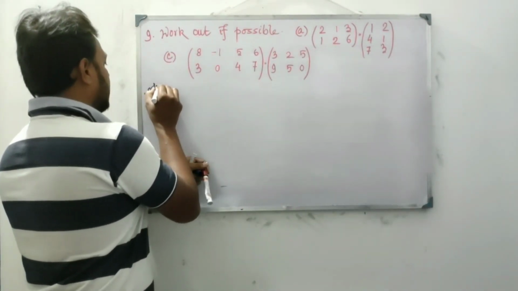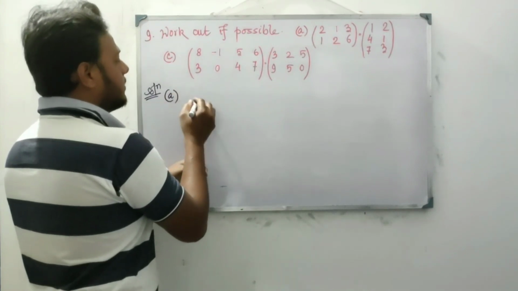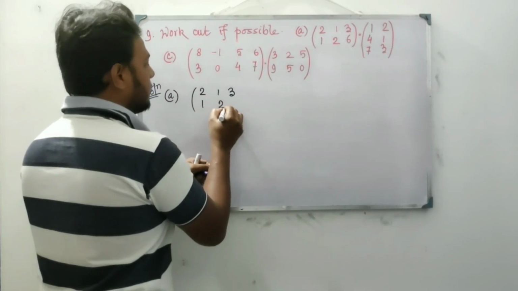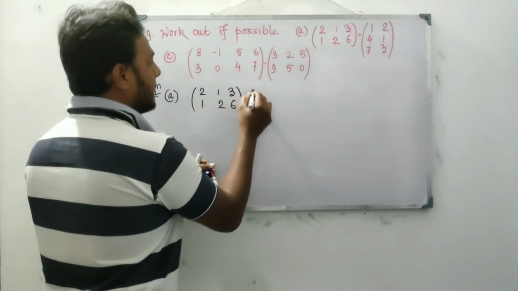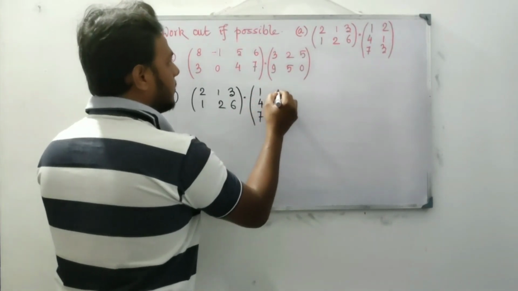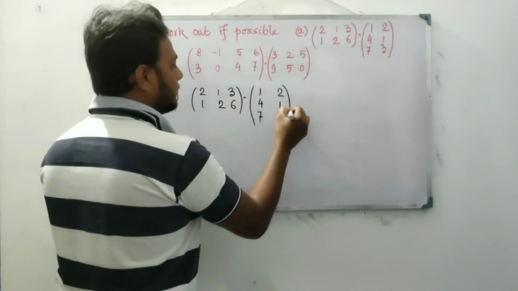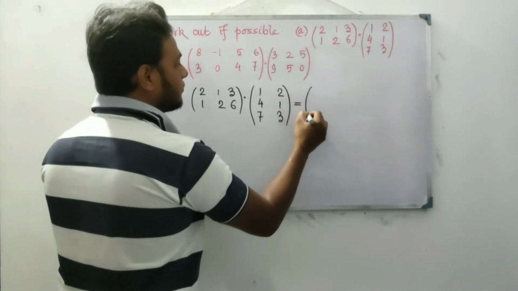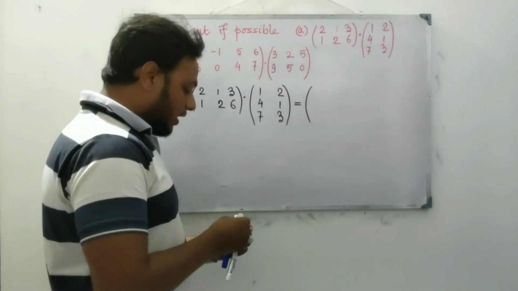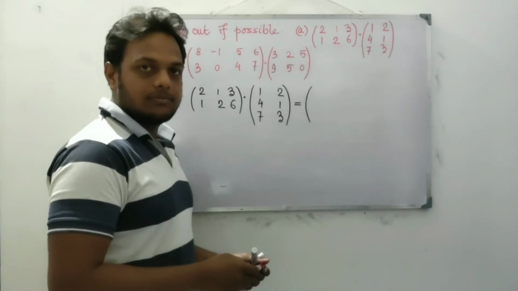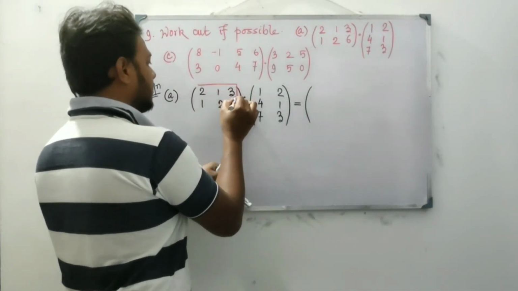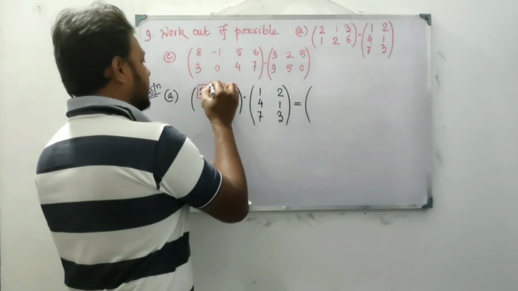Solution of the first one, A. See, here 2, 1, 3, 1, 2, 6, dot 1, 4, 7, 2, 1, 3. This equals what? Matrix multiplication means you always have to consider a row and fix that. I am considering the first row. First row means this row, and fix it.